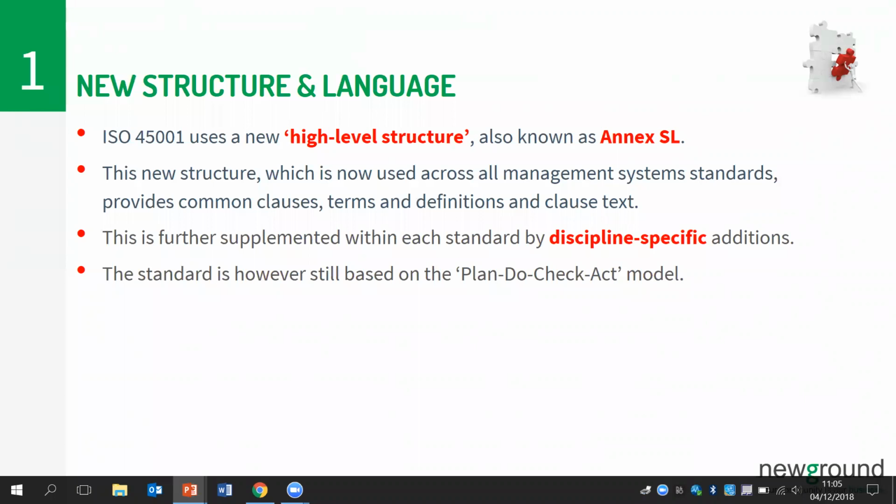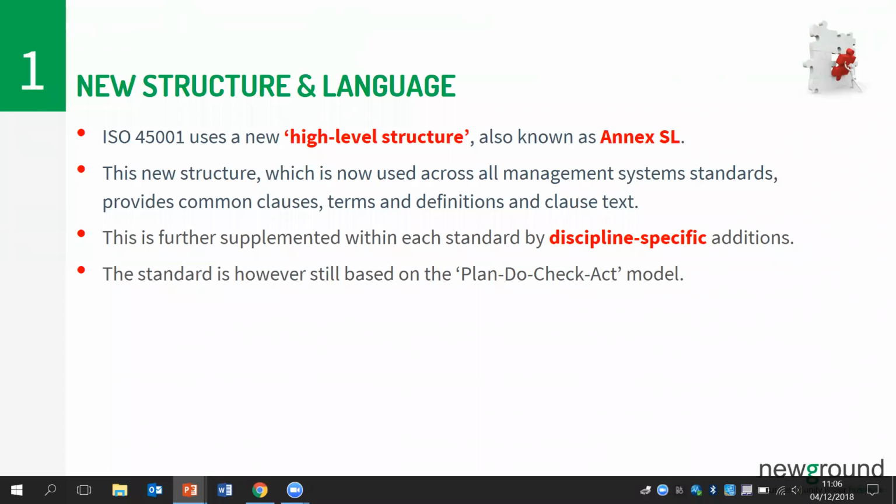ISO 45001 follows the new high-level structure, which is also known as Annex SL. You might also hear it referred to as HLS, which is just short for high-level structure. Either way, this is just the terminology that is used to describe how the clauses of the new standard are structured. This new structure, which is now used across all the management system standards, provides common clauses, terms, and definitions and clause text. So there's a lot of similarity now across the standards.